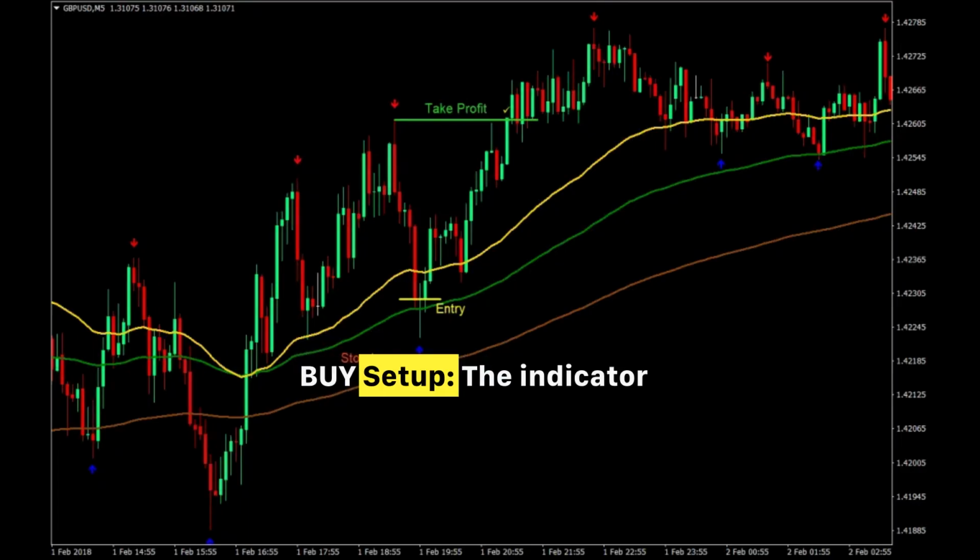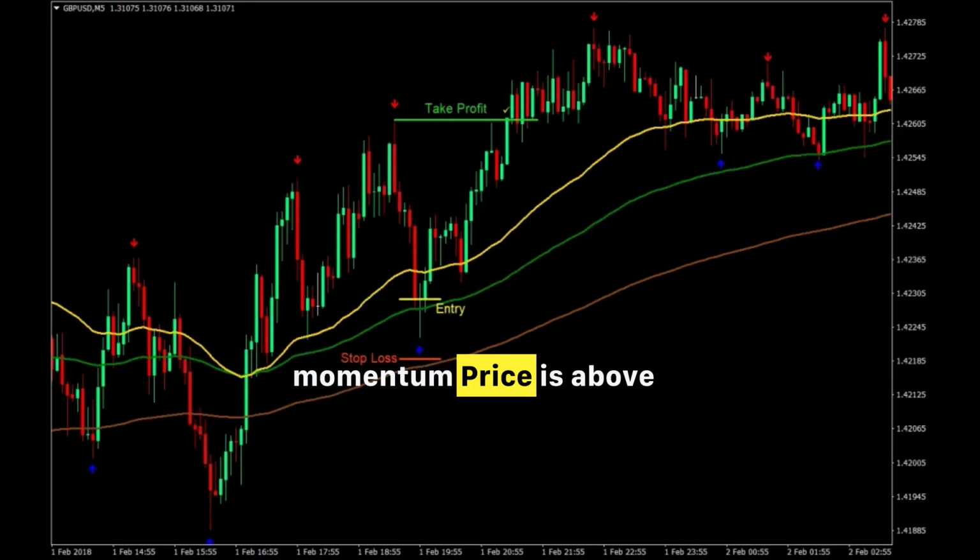Buy setup. The indicator plots a green up arrow, signaling bullish momentum. Price is above the recent structure or a moving average. Bias is up. Enter long when the arrow appears and the next candle confirms direction with a bullish close.